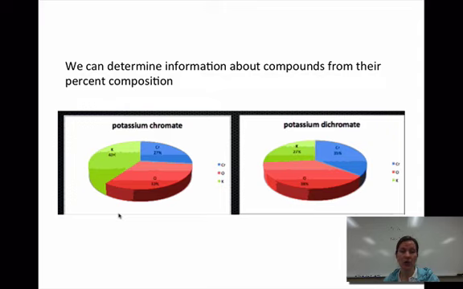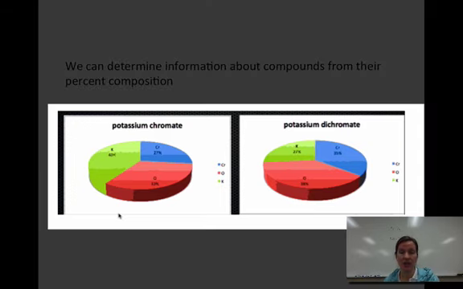Okay. So here you have a pie chart essentially of two different compounds. One's potassium chromate, one's potassium dichromate. And you can see from the picture they both contain the same elements. Okay, they have potassium, they have chromium, and they have oxygen. But based on the percent composition by mass, you can tell basically how the structures are different, right? Dichromate has more oxygen by mass than just potassium chromate. And potassium dichromate also looks like it has more chromium by mass than the other one.